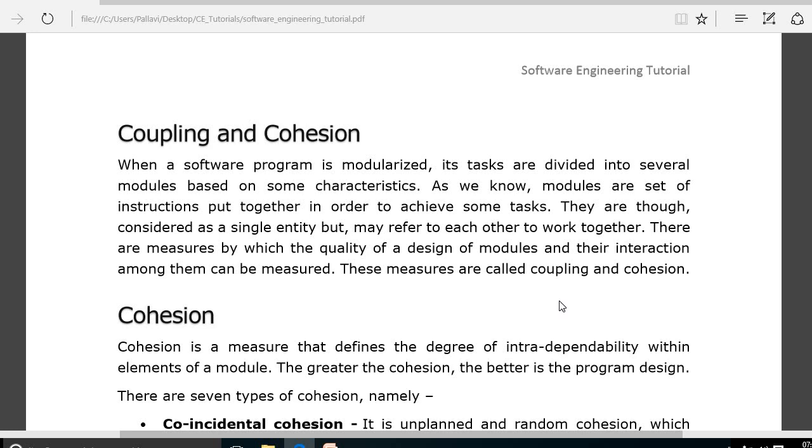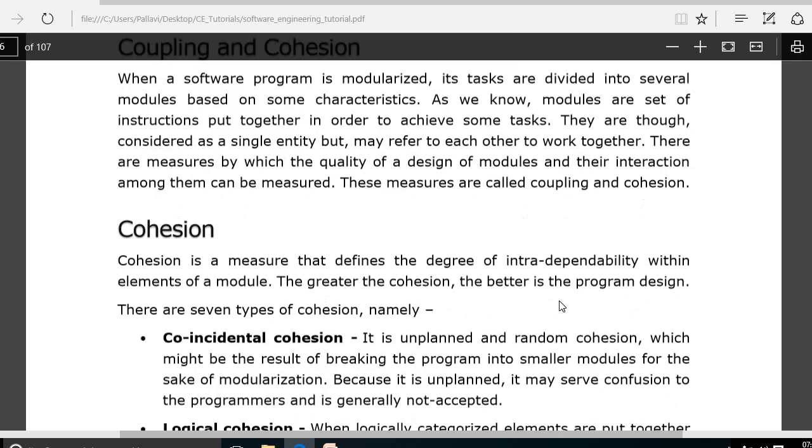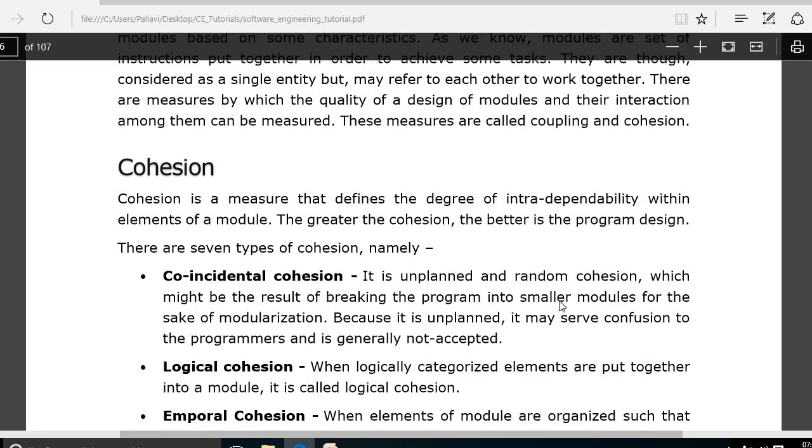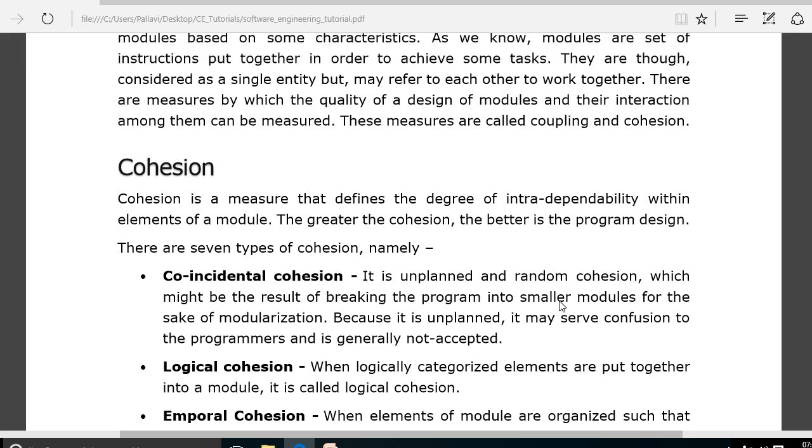There are some measures by which the quality of the design of modules and their interactions among them can be measured. These measures are called coupling and cohesion. So what do you mean by cohesion? Cohesion is a measure which defines the degree of interdependability within elements of a module. The greater the cohesion, the better is the program design.